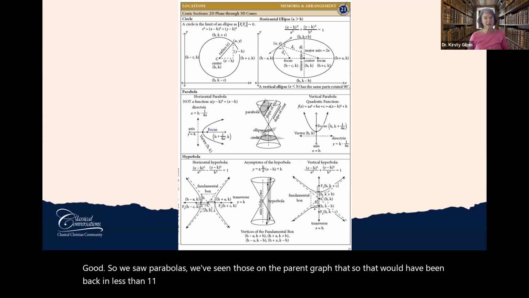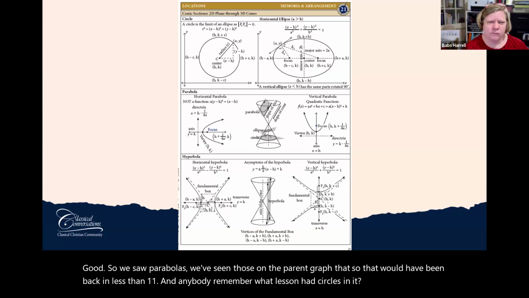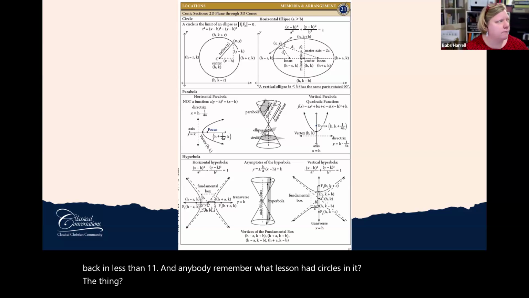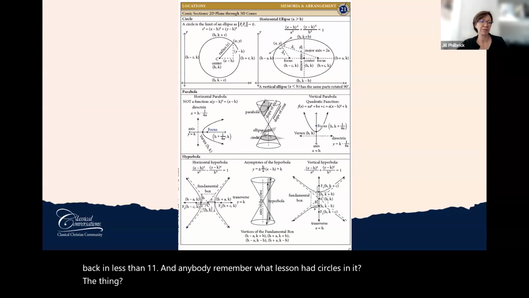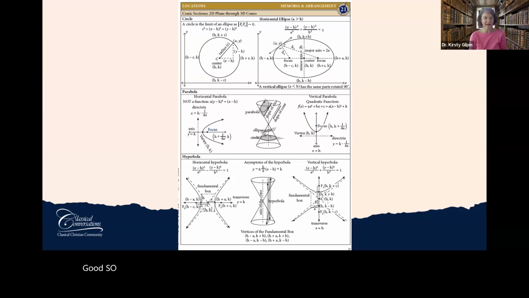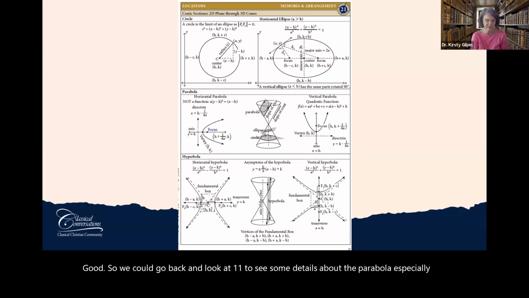And anybody remember what lesson had circles in it? 16? Well, that was triangles and circles. I think 13 was circles and ellipses, but solid shapes would have shown some of those bases. So it's not a cross section, but it does carry the shape. Good. So we could go back and look at 11 to see some details about the parabola, especially the vertical parabola. We can look at 13, and 13 actually had all of these 2D images.